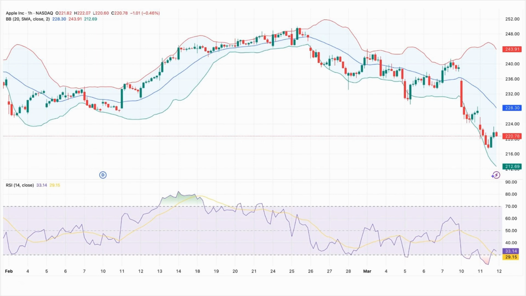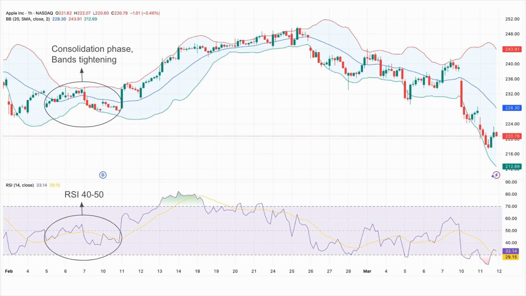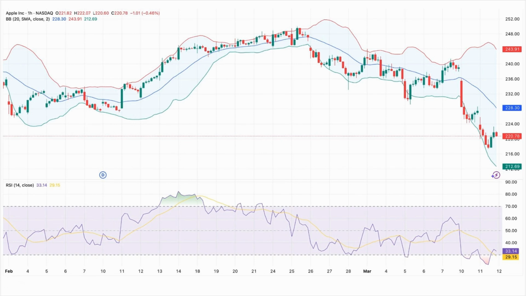Between February 5th and 10th, AAPL entered a sideways consolidation phase. The price fluctuated near the middle band, and the bands tightened, indicating reduced volatility. RSI remained between 40 and 50, meaning the stock lacks a strong trend. Trading tip: periods of low volatility often act as a setup for a breakout. Traders watch for a break above or below the band to signal the next major move.